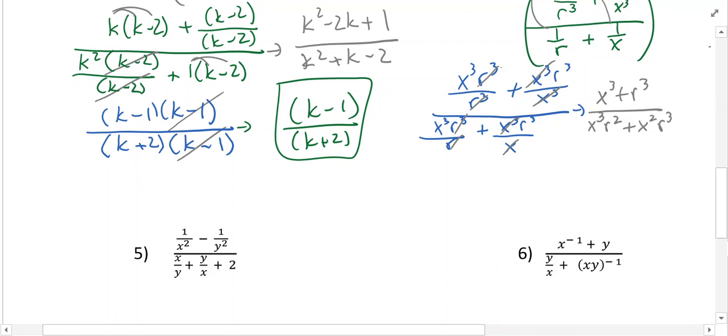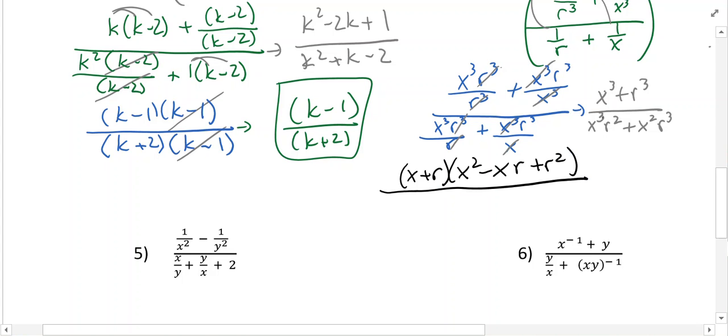This is a special case. x cubed plus r cubed is a sum of cubes, so it is factorable. When you factor this sum of cubes, it's going to factor into x plus r, and then it's going to leave us with the trinomial x squared minus xr plus r squared. So again, you had to go back to last unit, and hopefully you memorized those special cases here.